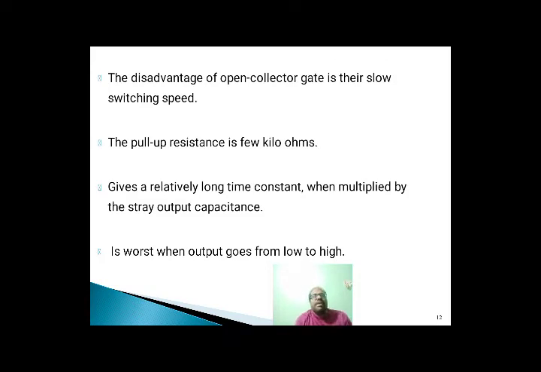Once again, the disadvantage of open collector gates is their slow switching speed. The pull-up resistance is a few kilo ohms, which gives a relatively long time constant when multiplied by the stray output capacitance, and it is worst when the output goes from low to high.